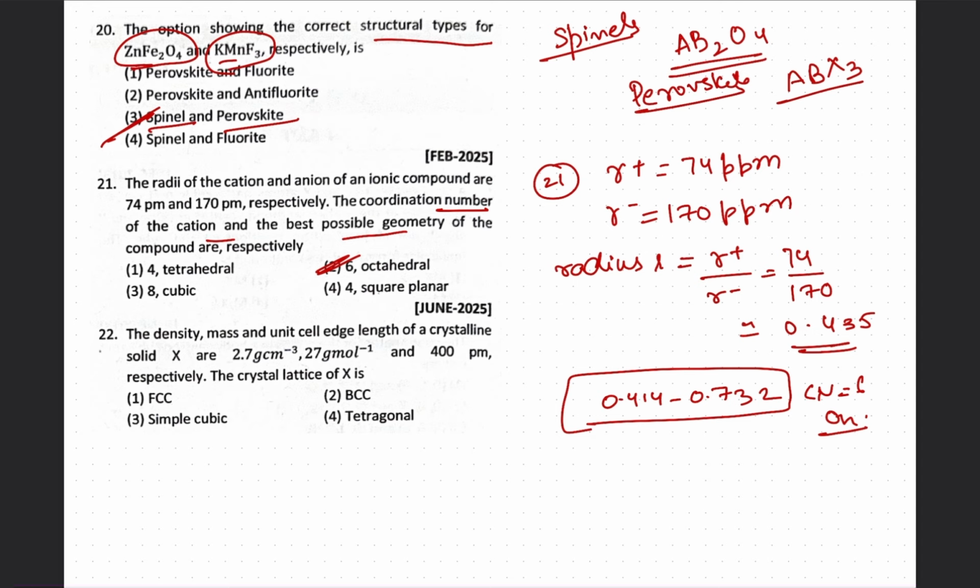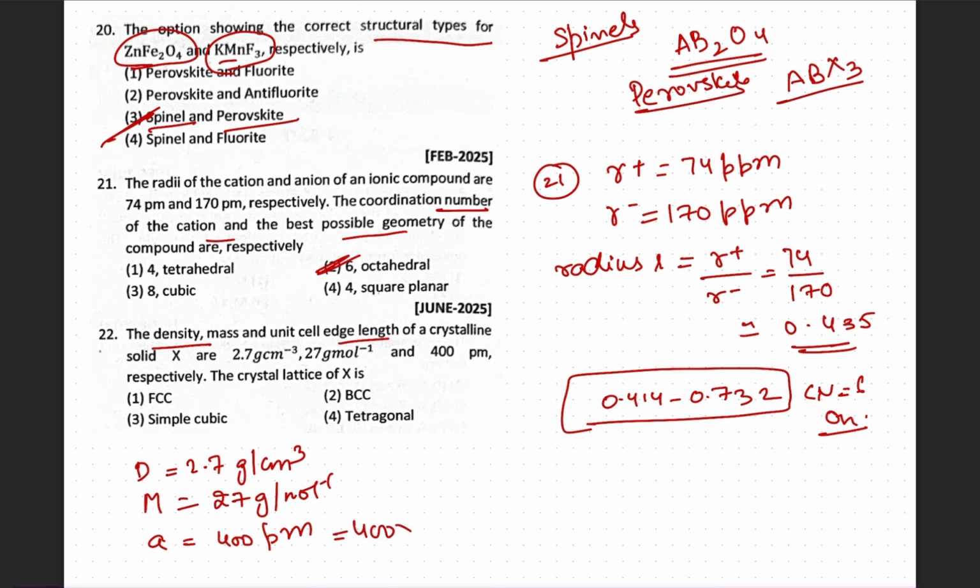Then is the 22nd question, very easy question. You are given the density 2.7 gram per centimeter cube, mass you are given 27 gram per mole, edge length, meaning A, you are given 400 picometer. Now everything is in centimeter, we'll convert into centimeter. We'll multiply it with 10 raised to power minus 10. You have to find the crystal lattice. You know the density formula, Z M by Na A cube.